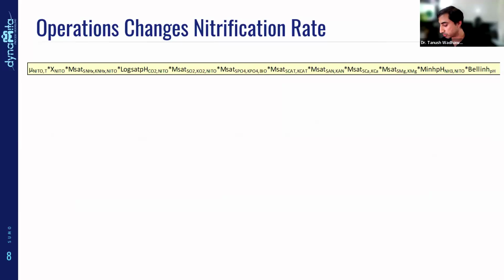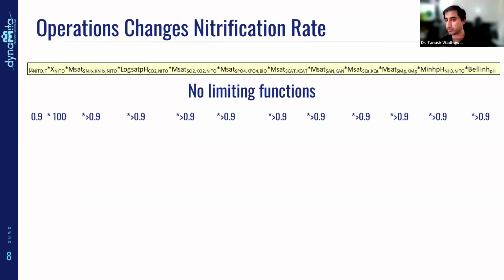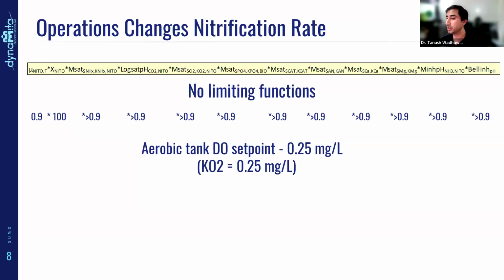So let's look at three examples. The first one, when nothing is limiting, what happens? Of course, 0.9 is your growth rate temperature corrected at 20 degrees Celsius. 100 here specifies that you have enough SRT. And then all of your functions are close to maxing out. So nothing is limiting. But what if you set your aerobic tank to 0.25 milligram per liter of oxygen? That's your half saturation. So what will happen in that case? Or if you decrease the SRT of your tank and the temperature happens to be 10 degrees Celsius, what would happen in that case, right?